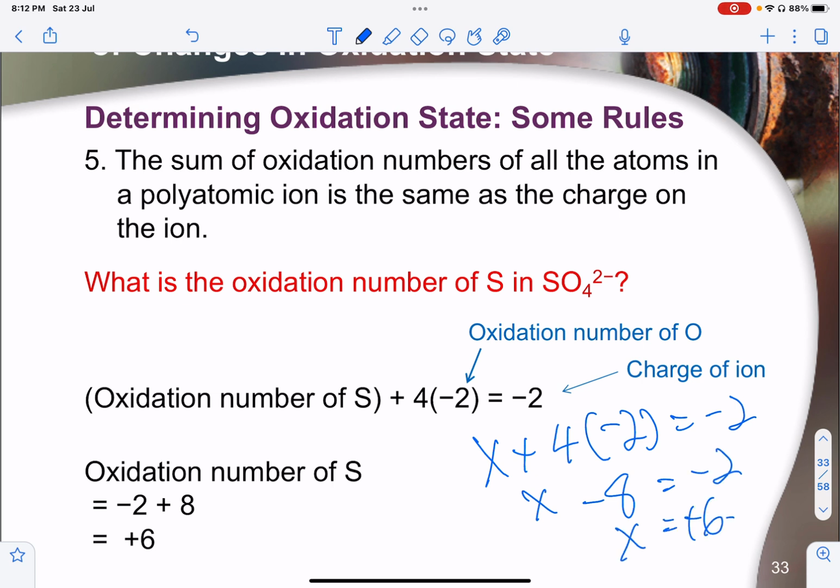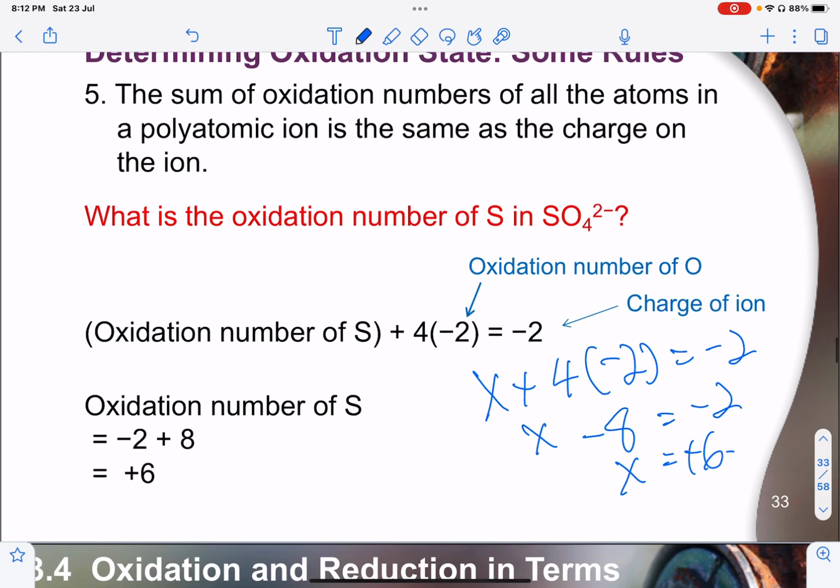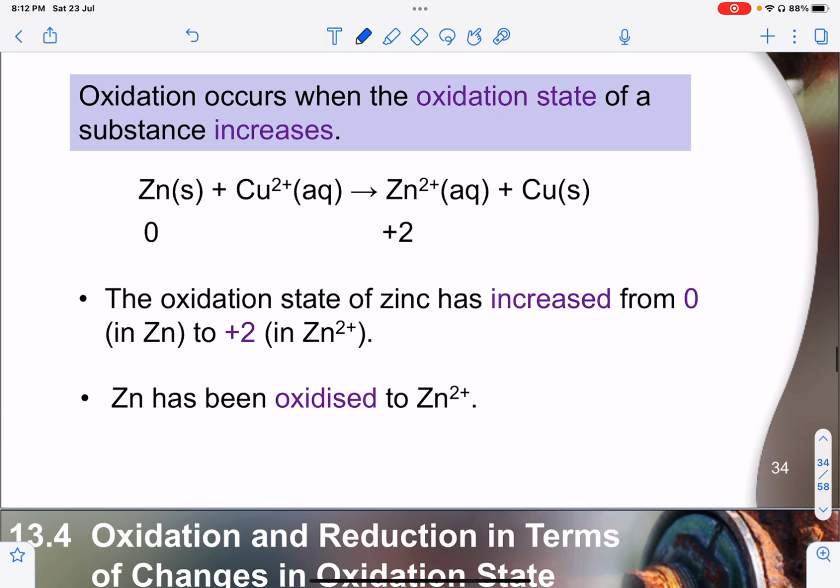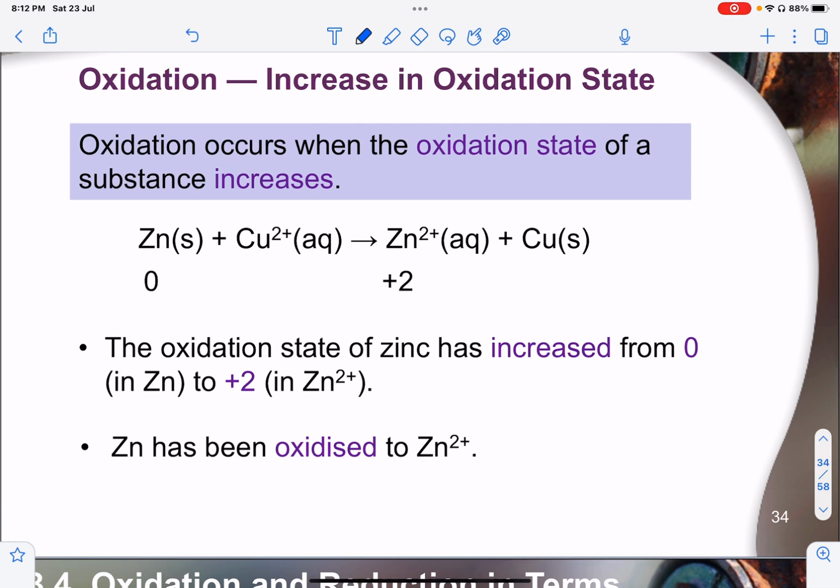Okay, the oxidation state or number of sulfur is actually plus 6. So from this you can actually see that it doesn't necessarily have to follow the periodic table one. Usually this is something that we want to consider and calculate. And it's a question that's quite common, especially in exams where we have to calculate the oxidation state to gain the mark.